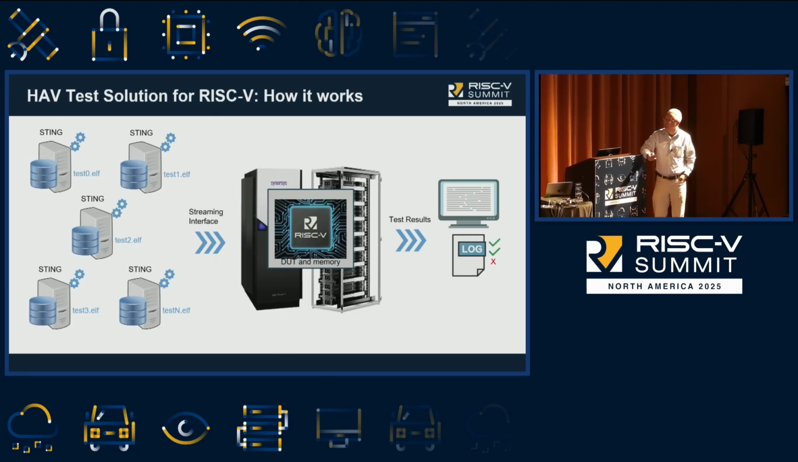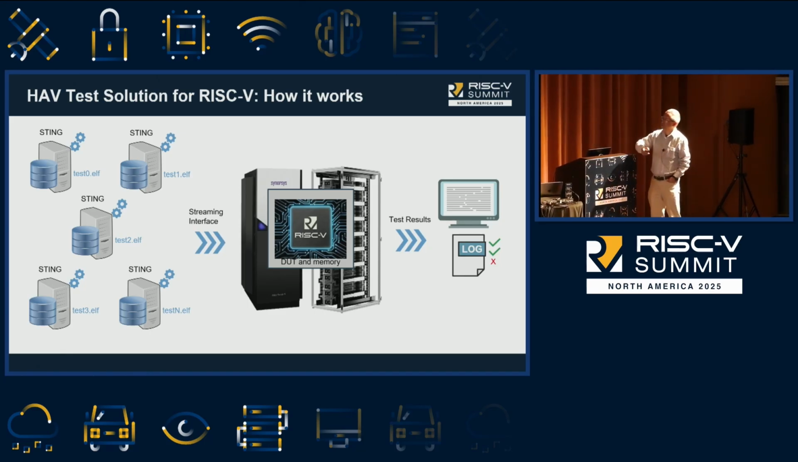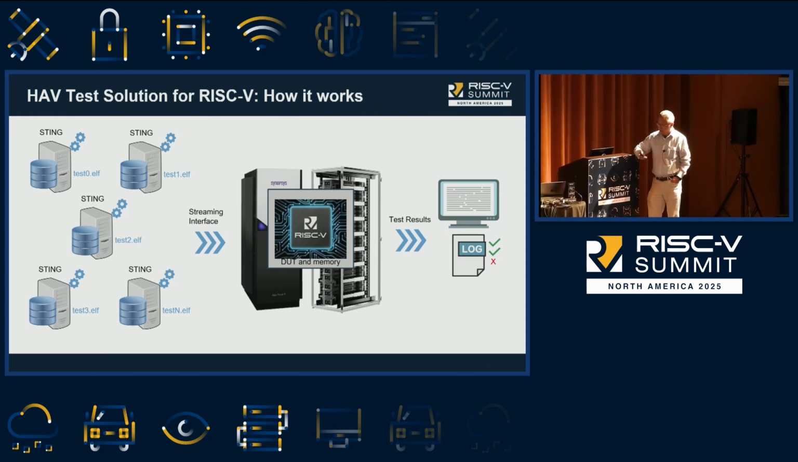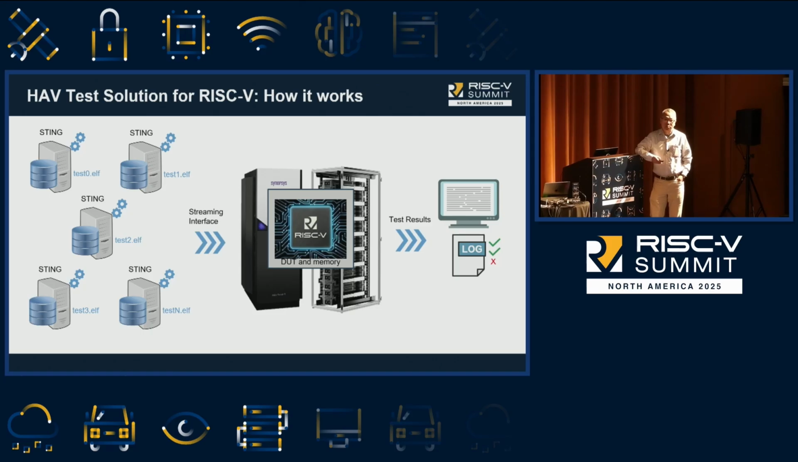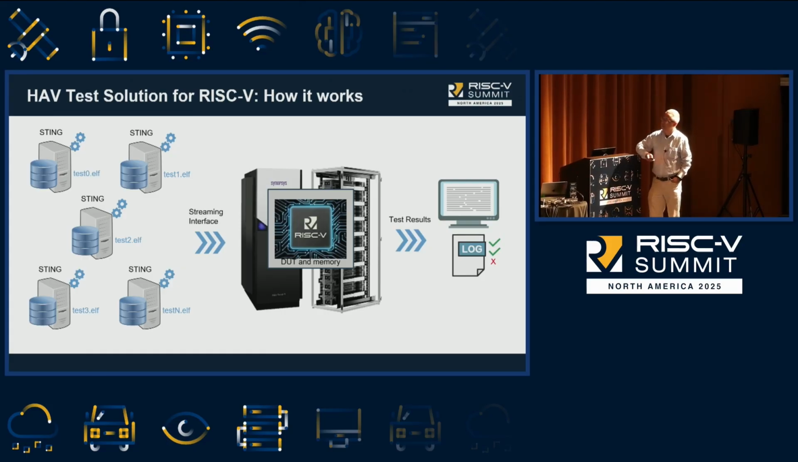Here, I want to spend a little more time to give some more details about our solution. In this HAV test solution, we are using Sting to generate the tests. Specifically, we are using Sting SRM, Sting Regression Manager, to generate tests. SRM can generate a lot of tests for RISC-V. And in this solution, we expect users to run multiple SRMs in a computing farm so that we can generate many tests.